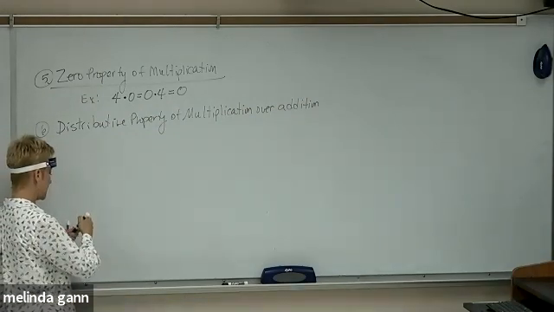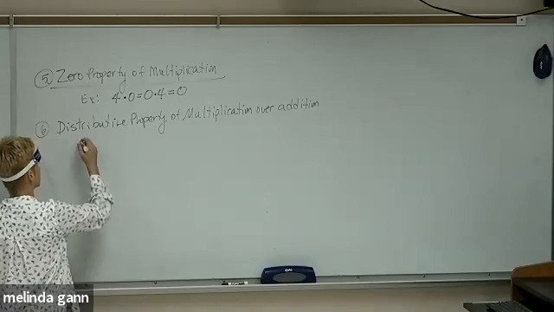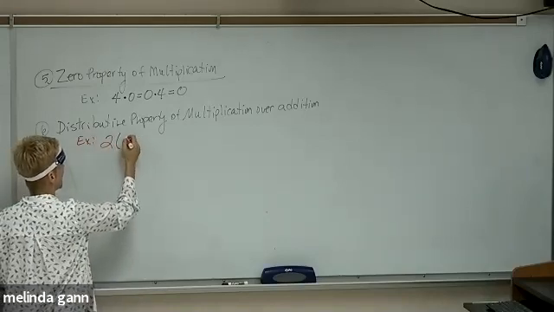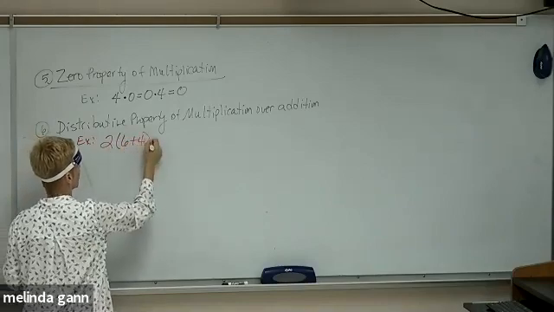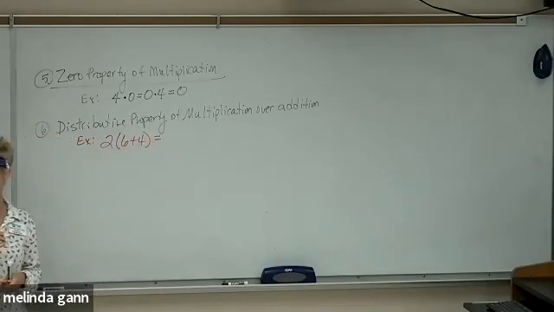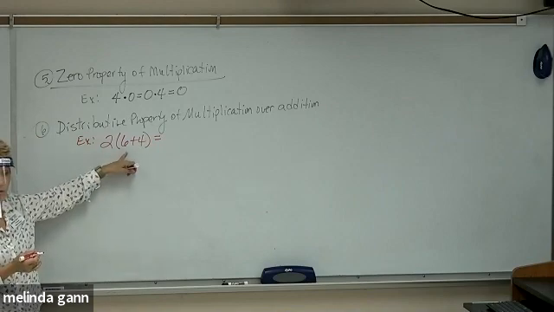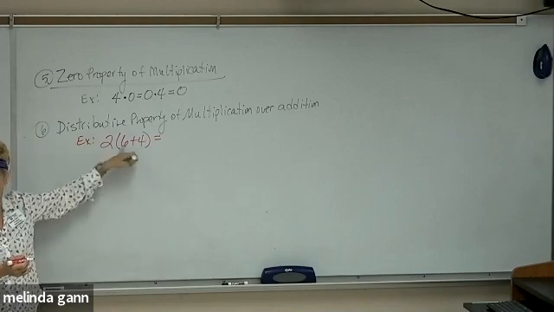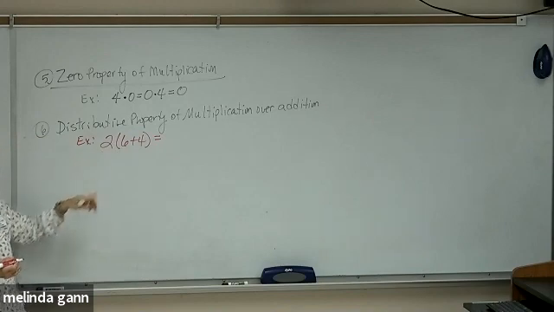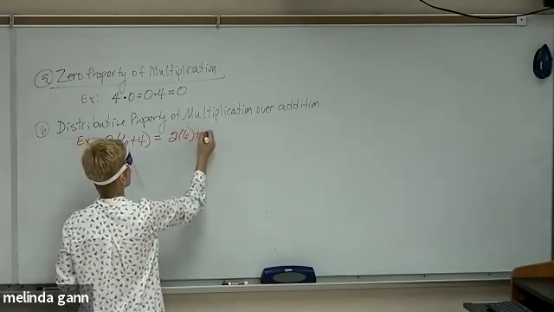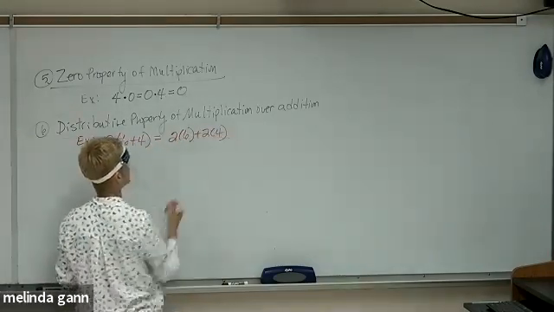Now, here's an example of it, and I'll write it kind of in general terms. If you had 2 times 6 plus 4. Now, with your order of operations, what do you got to do first here? You got to do parentheses, so you have to add first and multiply second. But the distributive property gives you permission to change that. That's the same thing as 2 times 6 plus 2 times 4.